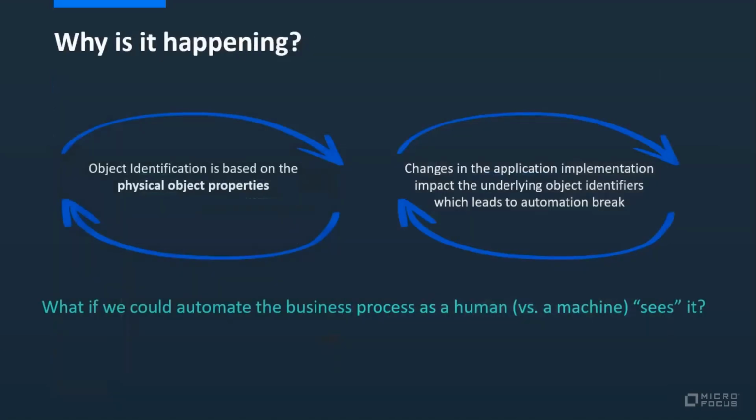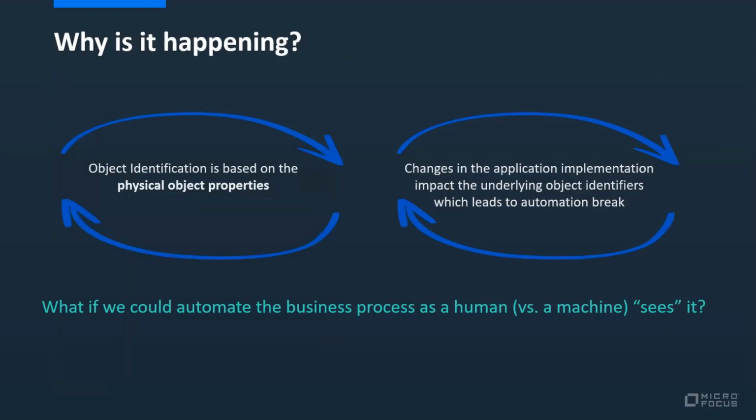Now, why is this happening? It is happening because for the last 20 years, object identification has been based on the physical object properties. There is no magic here. We have a framework. You heard Chris about the different frameworks that he needs to deal with. Those frameworks have their own description of how to interact with objects.